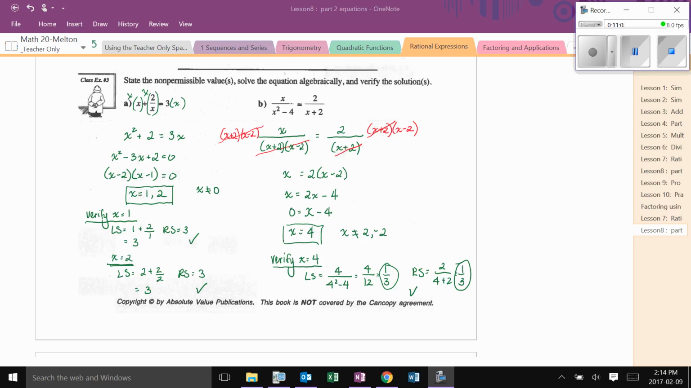So we are left with a very simple 0 is equal to x minus 4. That means that x must equal 4. It doesn't contradict our non-permissible values, and therefore x equals 4 should be our solution. Just to verify, we substitute that into the left side and the right side of the original equation, and we can see that left side and right side are equal both to 1/3, so that is indeed our solution, x equals 4. So let's take a look then at the next example.